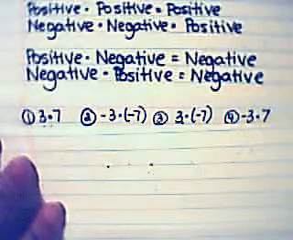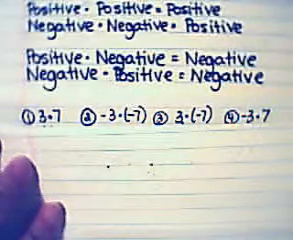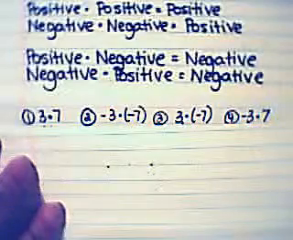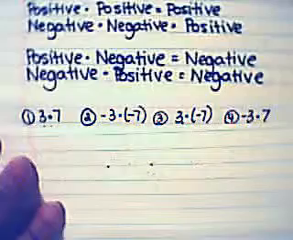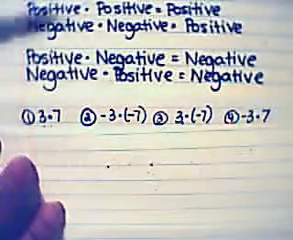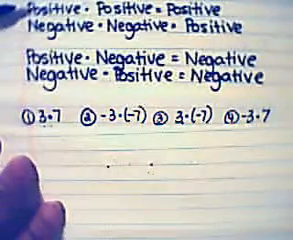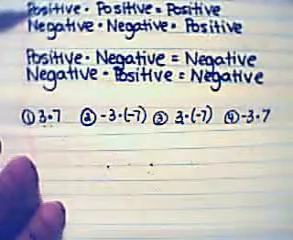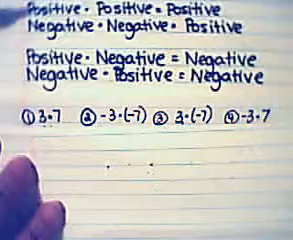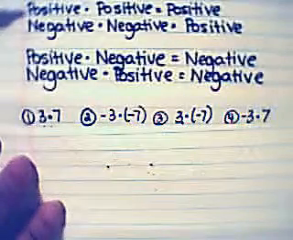This tutorial is going to teach you how to multiply and divide integers. In order to multiply and divide integers, there are some rules you're going to need to know. The first one I'm sure you already know. If you have a positive number and you multiply it by a positive number, your answer is going to be positive. Positive 4 times positive 3 is positive 12.